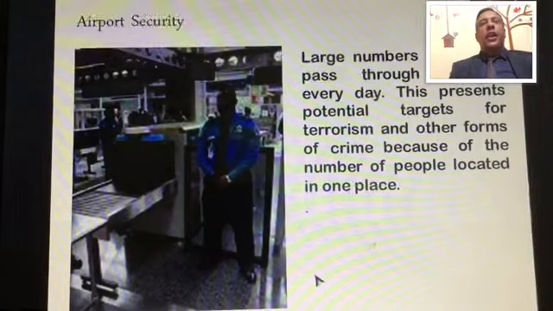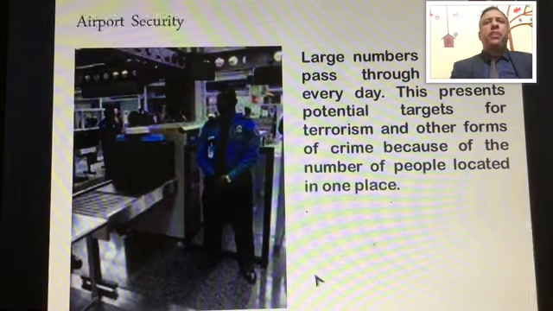Okay, so every large number of people pass through. As you know, a lot of people will be passing through the airport. This presents a potential target for terrorism and other forms of crime because of the number of people located in one place.